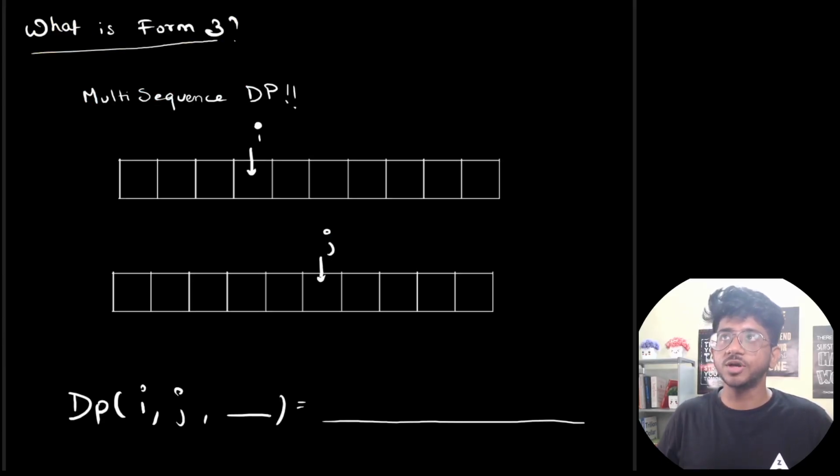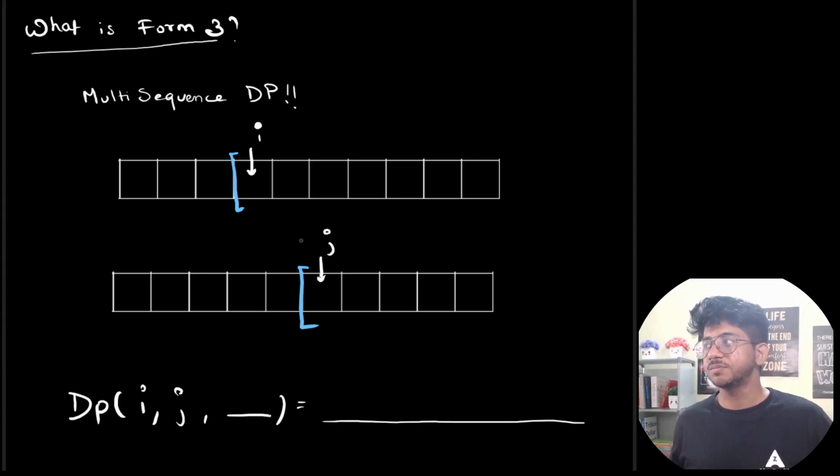The third form that we can unlock is called multi-sequence DP, or multi-array DP, where we have multiple different arrays or strings or things like that given, and we want to do something with them. In that case we keep two different pointers or two different levels, i and j over here, and we solve the problem accordingly. These kinds of problems generally have more interaction between elements of two different sequences, and you need to compute things accordingly.